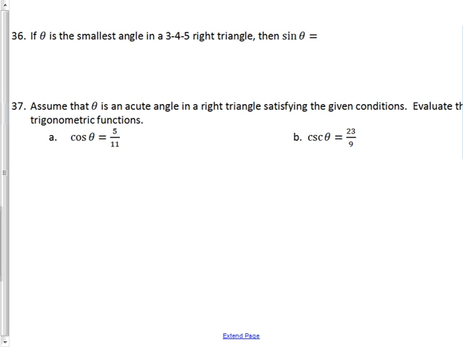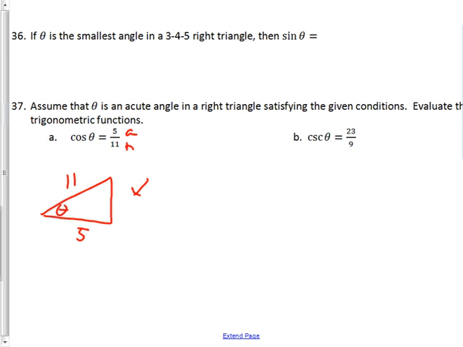Let's do 37 next. Assume that theta is an acute angle in a right triangle satisfying the given conditions. Evaluate the six trigonometric functions. It's the same thing except they didn't give me a picture. They just gave me a cosine of theta is 5/11. So I know theta is like this, and cosine is adjacent over hypotenuse, so the adjacent side is 5, hypotenuse is 11. I figure out that side, and then I can do the six functions of that.